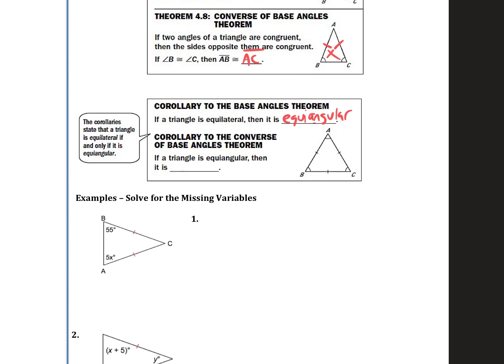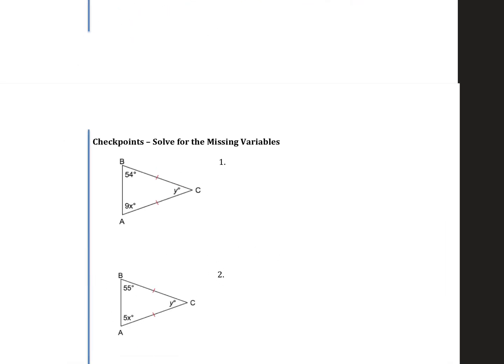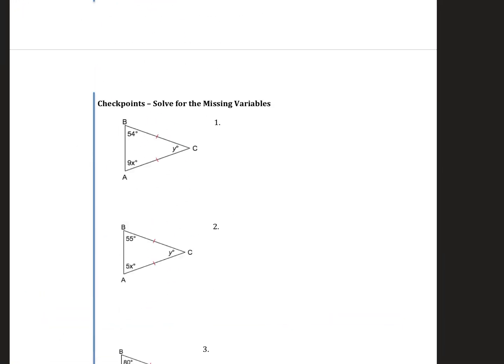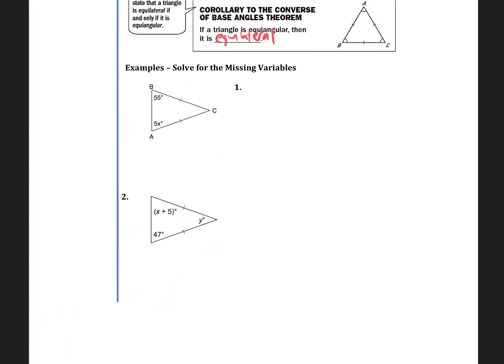If it's equiangular, then it is equilateral. Okay? All right, so we're going to do a couple examples together, and you guys are going to try a few. So let's do this here. We have this triangle, for example, when we're solving for the missing variable, which is x.